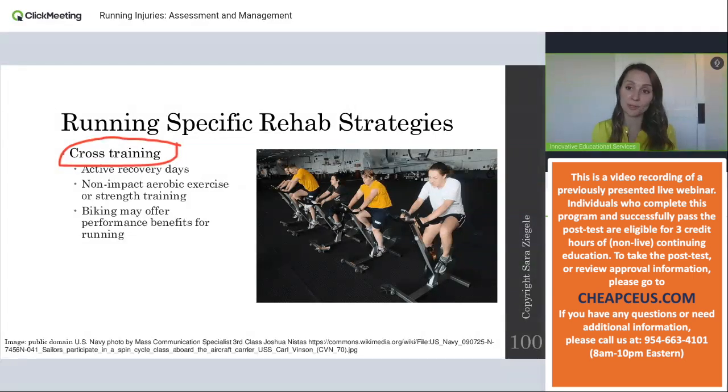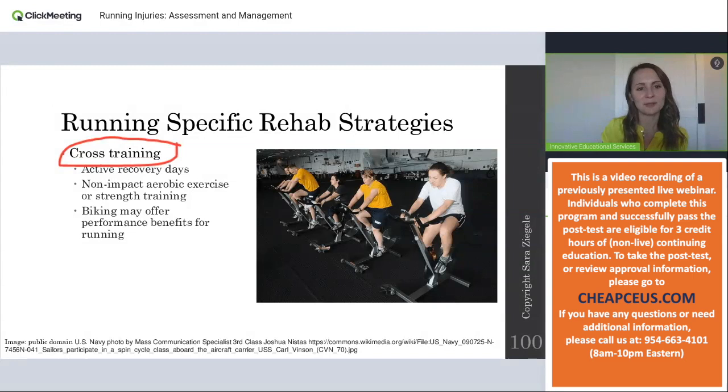It'd probably be more likely to benefit if it's something like biking or swimming that's not going to have the same bone load. However, if we're past our return to running program and it's not necessarily a rest day, but a training day where we're trying to reintroduce load, then of course plyometrics are great.